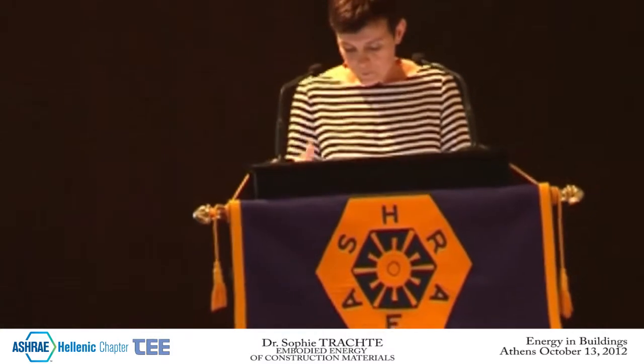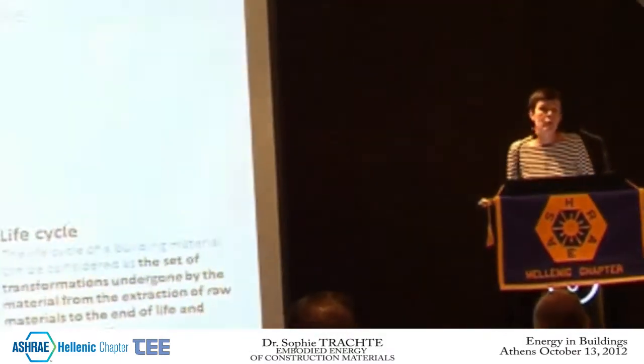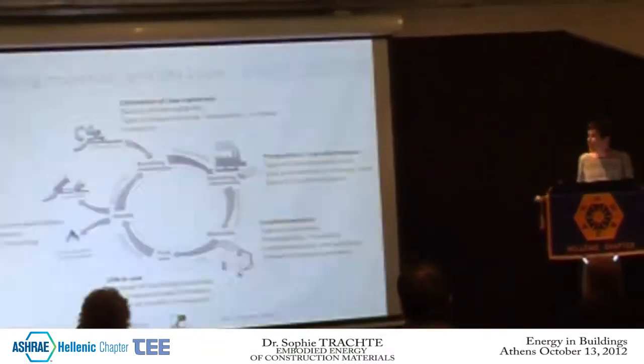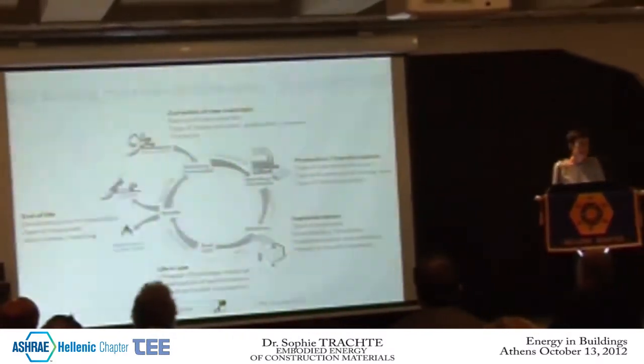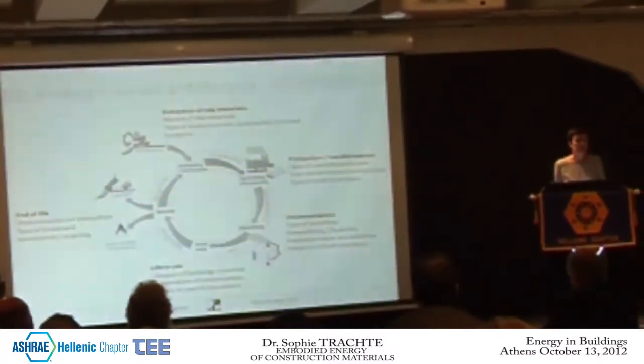When we speak about grey energy and more broadly about environmental assessment, it's important to refer to the entire life cycle of the building, but also of building materials. Life cycle could be considered as the whole set of transformations undergone by the materials, from the extraction of raw materials to the end of life with waste treatment or waste disposal. So we can divide the life cycle into different steps, each step having different environmental impacts.